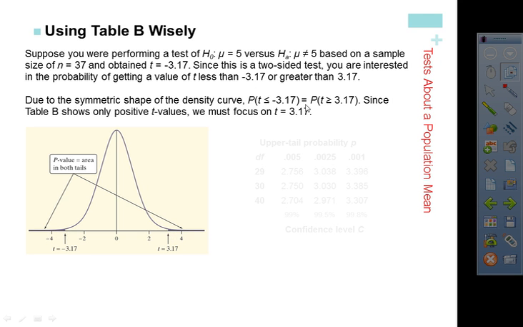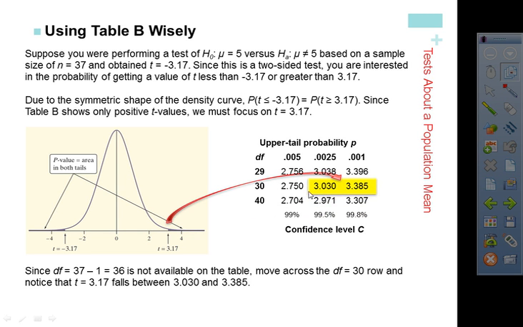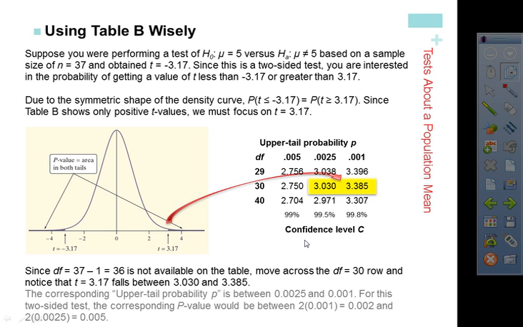Due to the symmetric shape of the density curve, since table B shows you positive t-values, we must focus on positive 3.17. So with 37 degrees of freedom, they told you you're going to have to round down, so you have to use 30 here. And 3.17 is actually between these two right here, right? It's between 0.005 and 0.0025, and it's somewhere in between those two. Oh, sorry, never mind, going this way, between these two. They remind you that it's not there, so you have to go across, and you're going to use this right here.